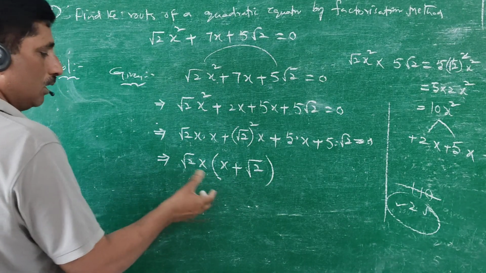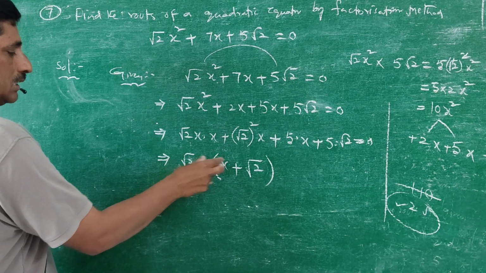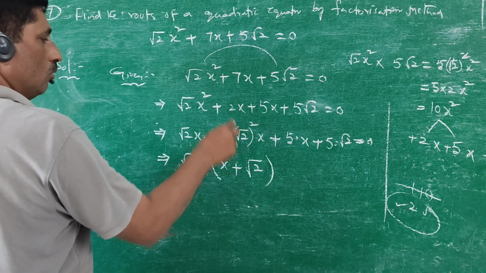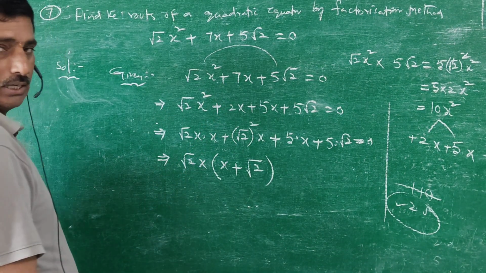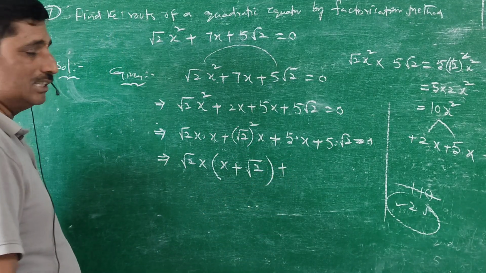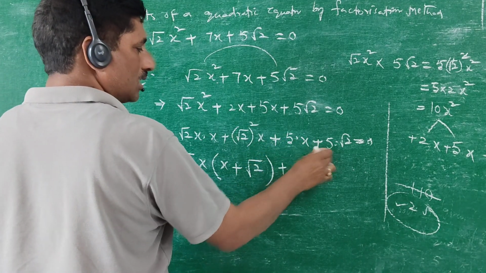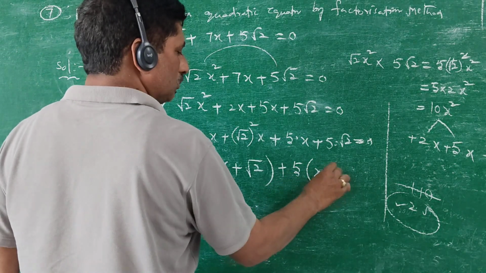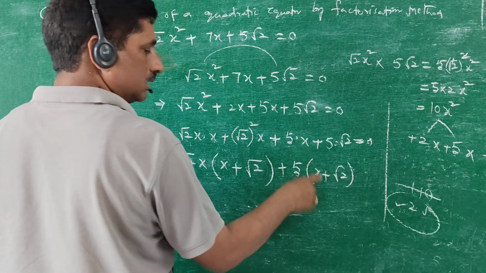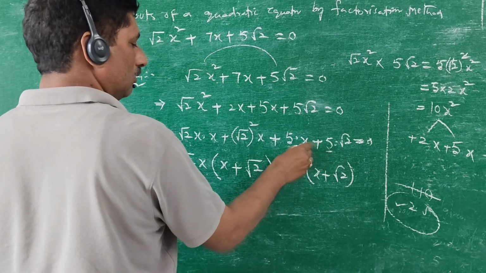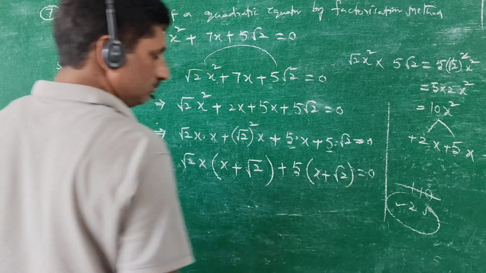Now if you multiply, root 2x into x is root 2x square, and root 2 into root 2 is 2x. And whatever sign we have here, we keep the same sign, plus, like this. What is the common factor in these two terms? 5 is common. If I take 5 common, we get x plus root 2, the x left of the terms, x plus root 2. Already I took 5 common. That equals 0.